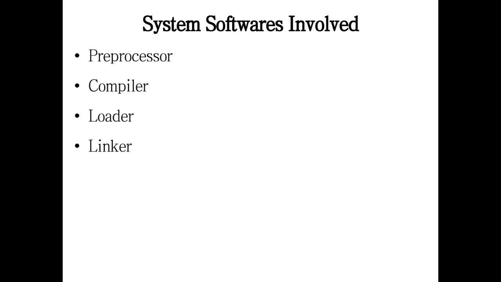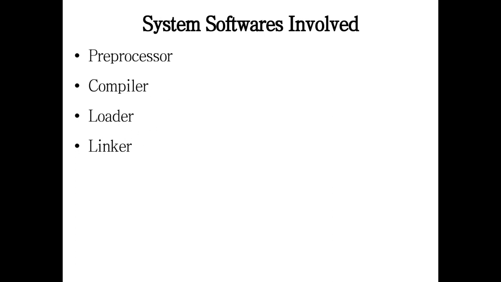How it will be done is a number of system softwares are involved when you want to execute a program in the system, right? So these are a few important key system softwares that are involved. First one is the preprocessor, which does some expansion of coding and so on, and next one is the compiler. What the compiler does is it converts whatever is being said in the higher level language to the lower level language. And next one is the loader.